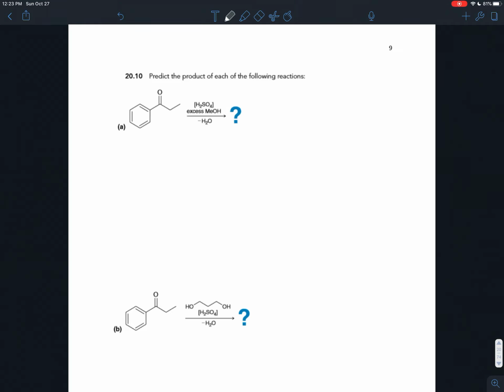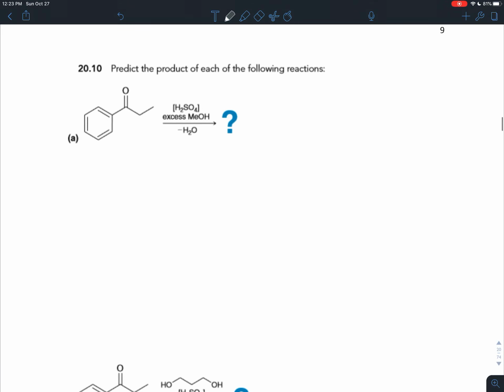Well, what if you had catalytic acid and excess methanol? And you should recognize that as, oh, here's a ketone, here's excess alcohol, I'm going to form an acetal. Now, we're not going to draw the mechanism here. We're just drawing the acetal you would form. So if we have the same carbon chain, we're going to replace this oxygen with 2 bonds. And they're each going to be to the MeO, right?